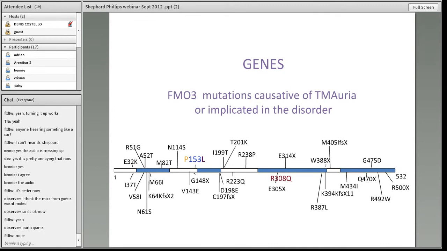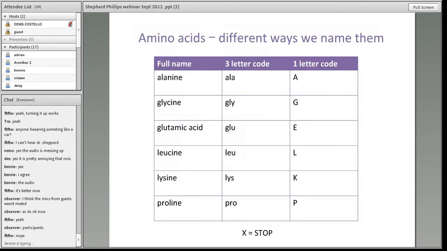So mutations can change the activity of the protein. They can shorten the protein. And really, the severity of the disorder will be dictated by the mutation. So some mutations will have a less severe effect than others do. Could I have the next slide, please?